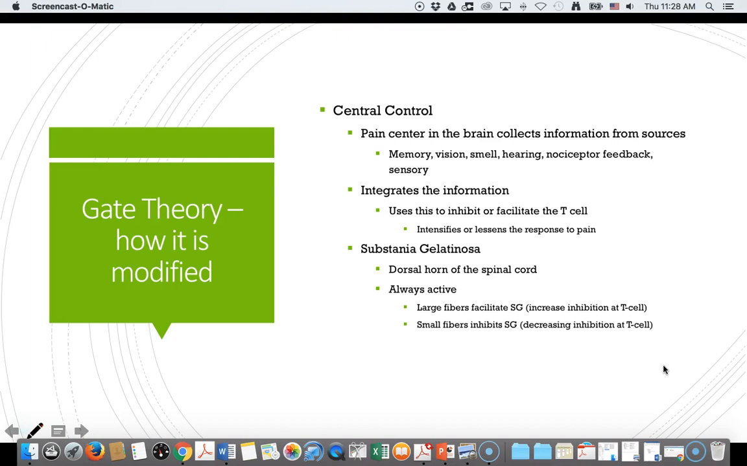So all that happens in the substantia gelatinosa. So again, in the dorsal horn of the spinal cord, right there by lamina 2. And the SG is always active, so it's always taking feedback. The large fibers, the A betas, are going to facilitate the SG and increase the inhibition of the T cell. Okay, the smaller fibers are going to inhibit the SG, which is going to decrease some of the inhibition of the T cell. Okay, so the T cell is going to let more pain signals go through if we're constantly bombarding it with pain signal.